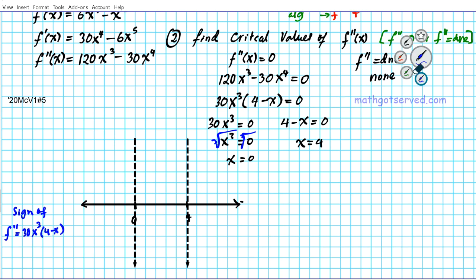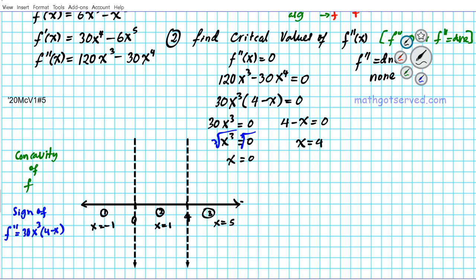Okay, so the sign of f double prime is going to tell me the behavior, namely the concavity of f. Okay, all right, so we have two intervals, actually three, sorry, we have intervals 1, 2, and 3 to test. So we need to pick numbers that satisfy the interval. So for the first interval, let's use x equals -1. For the second interval, x equals 1. For the third interval, x equals 5.